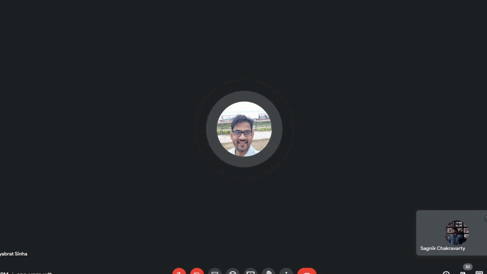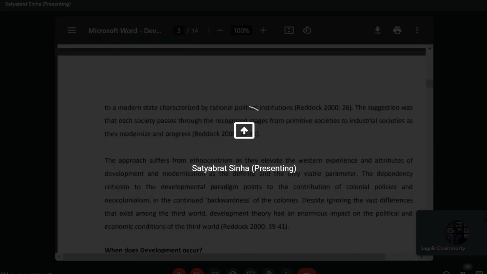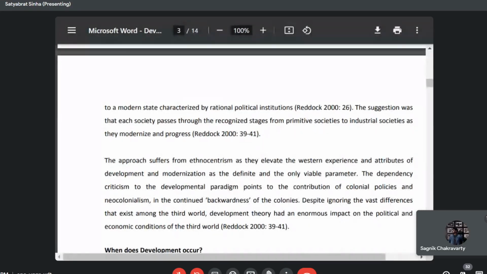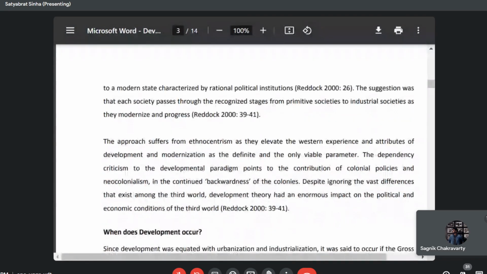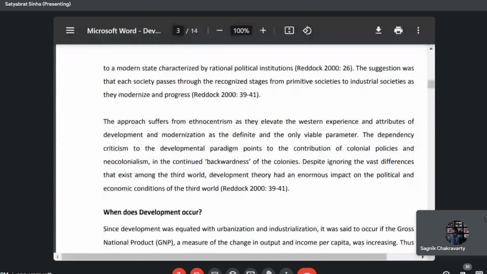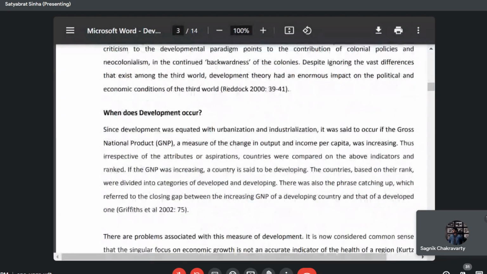What you have in front of your screen is part of a text I wrote on development and democracy. I'll just highlight the portions which I call citation. Can you see this? Redoc 2000 colon 26. Yes, sir. And in text, even as I scroll through the paper, you'll see this. Now this is of course a specific style of citation. There's again here Redoc 2000, there's Griffiths et al 2002.